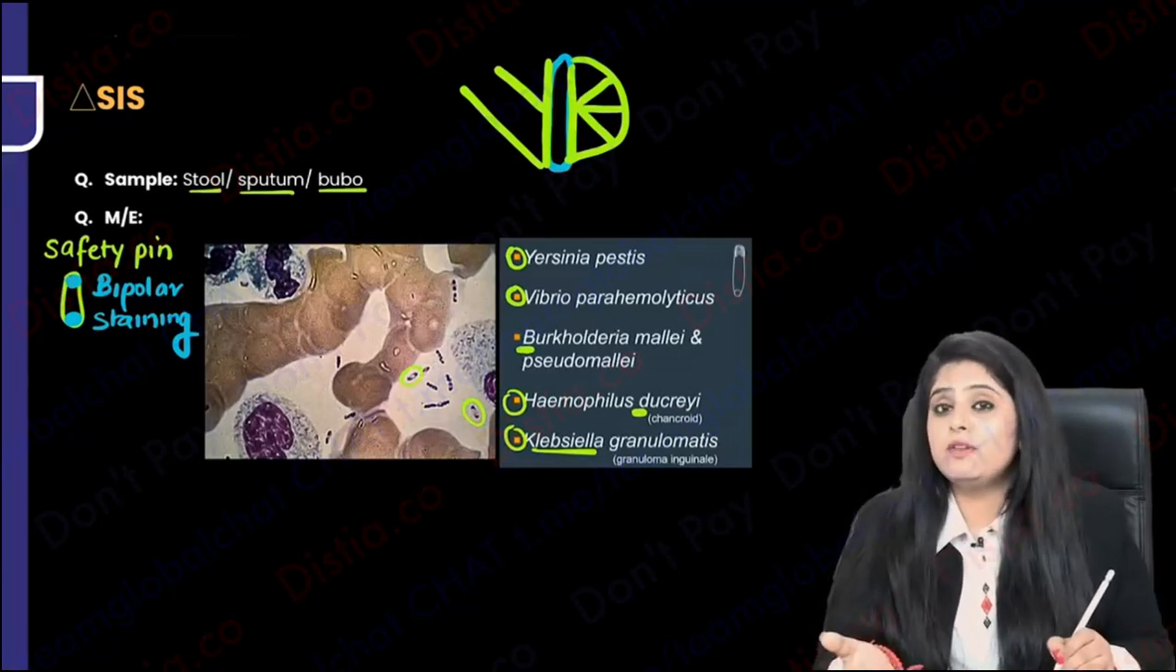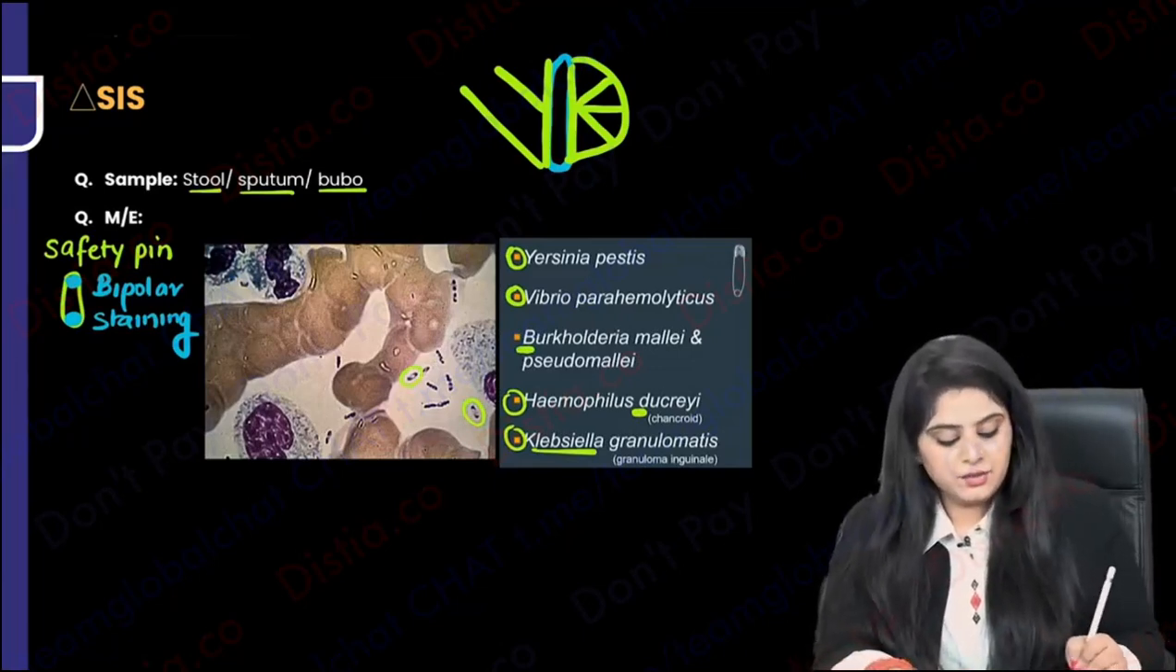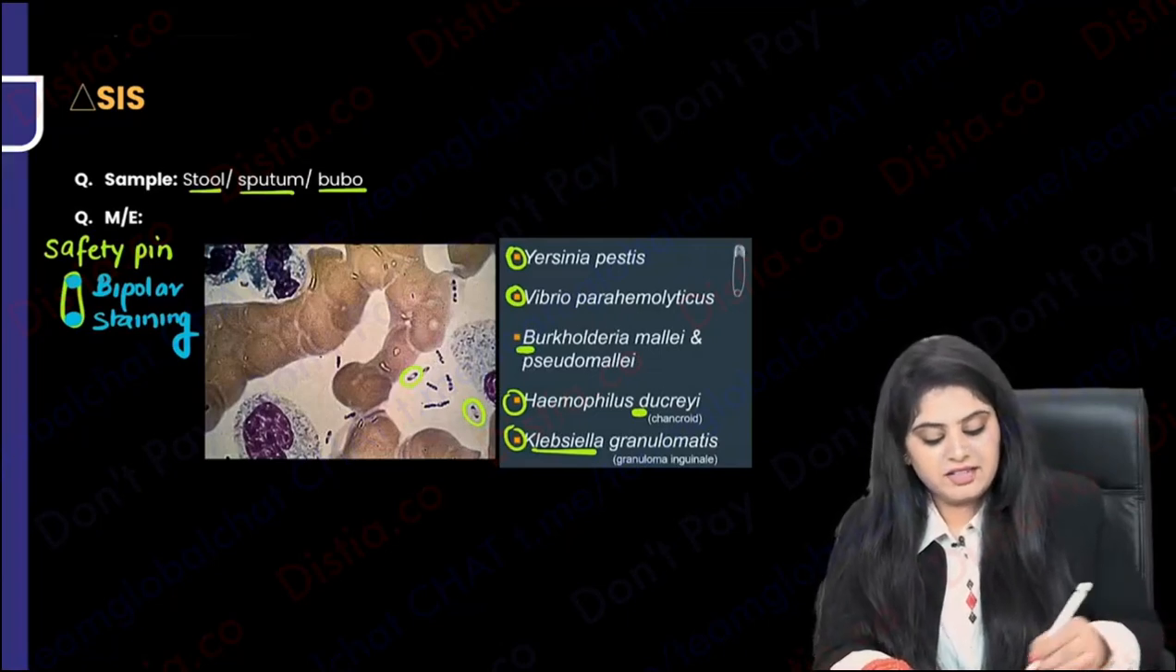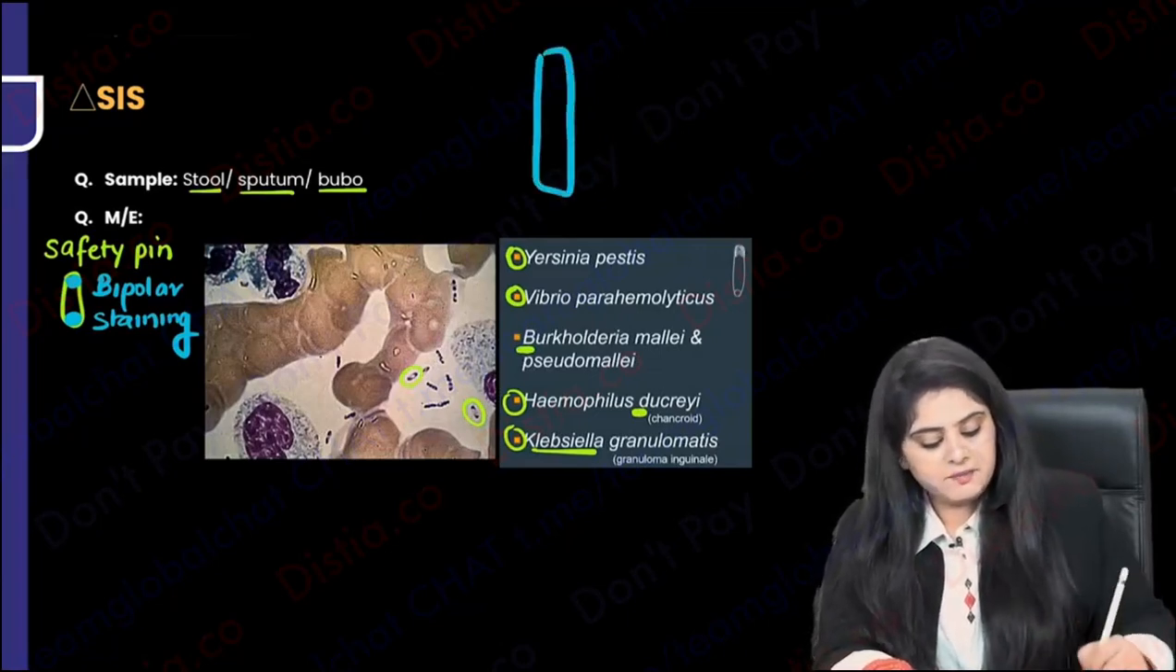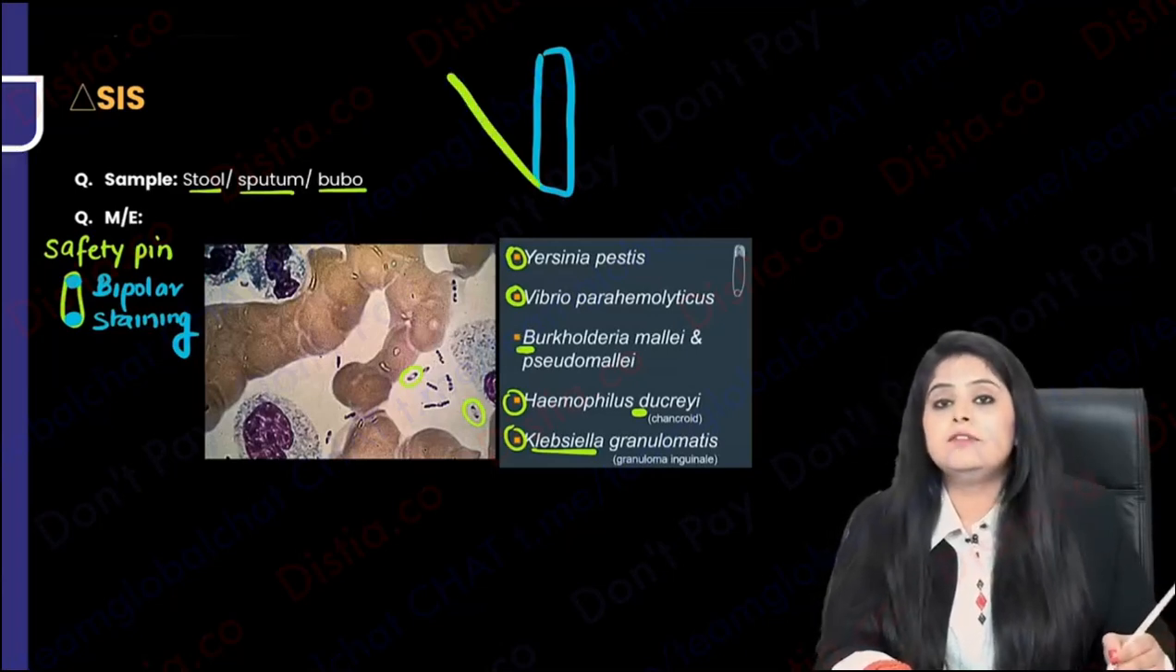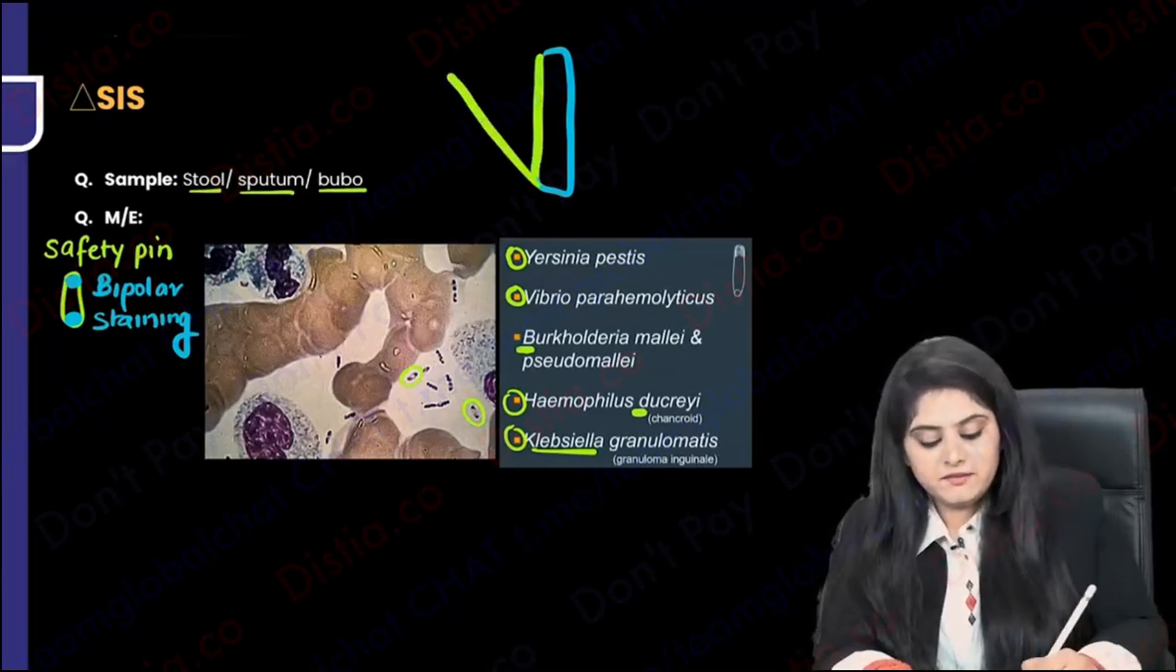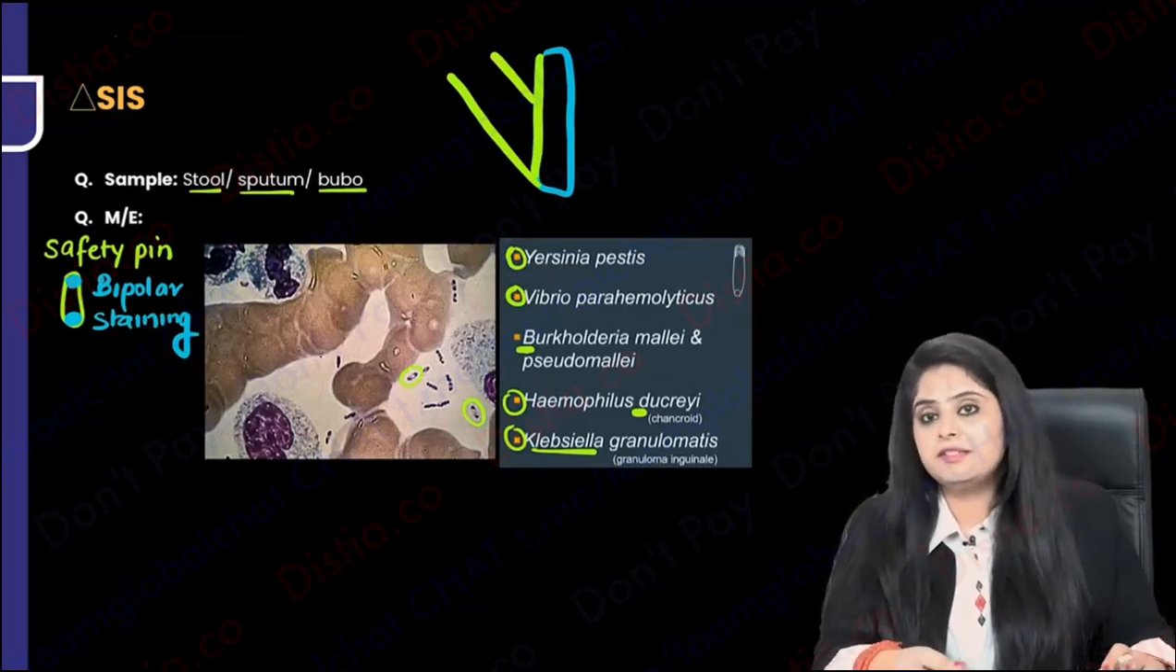Remember I told you the Donovan bodies a while ago? Exactly. So do you want to do this? A lot of drawing that I've done. So first, in the exam, make a safety pin. If you make a V out of it, it is Vibrio parahemolyticus. If you make a Y out of it, it is Yersinia pestis or plague.